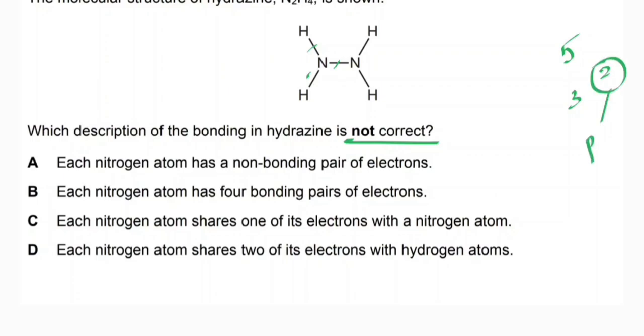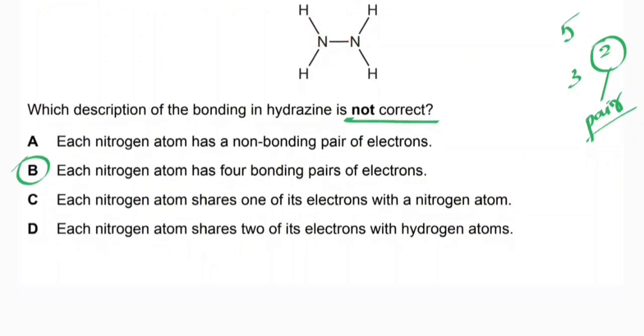So it has a pair of unbonded, or non-bonding, electrons. Which is a correct statement? We are looking for an incorrect statement. Each nitrogen atom has 4 bonding pairs of electrons, which is the incorrect statement, because as you can see clearly, each nitrogen atom has 3 bonding pairs around it, right? 1, 2 and 3. Let's read the rest of the options.